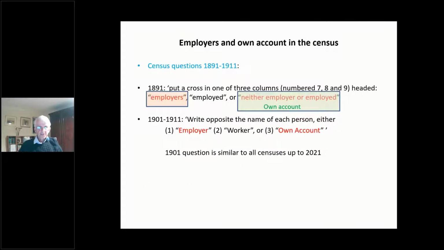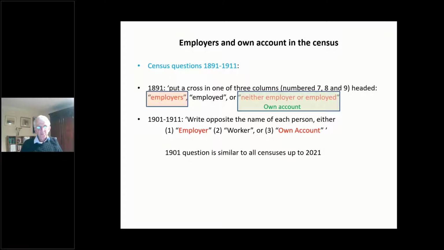Now, for the later censuses, 1891 to 1911, in these records, the question changed fundamentally and became almost identical after 1901 to the modern census question, will be used again next year in 2021. In 1891, it asked individuals to put a cross in one of three columns: employers, employed, neither employer or employed. This was a pretty bad questionnaire design. This would get a third-class result in an examination.